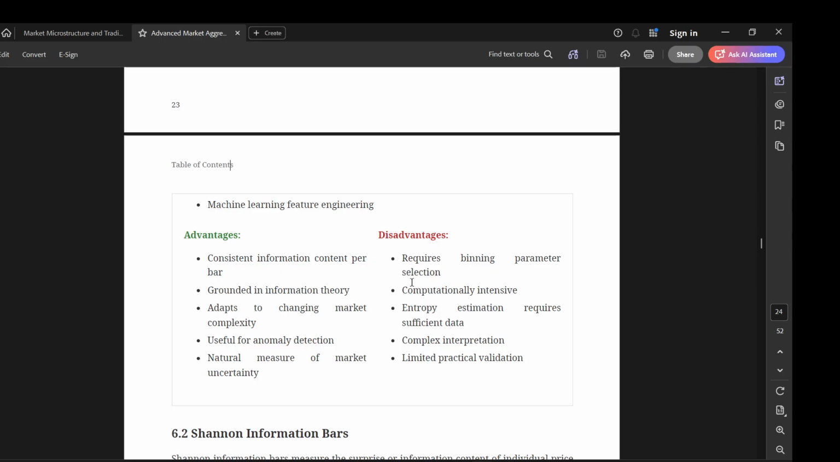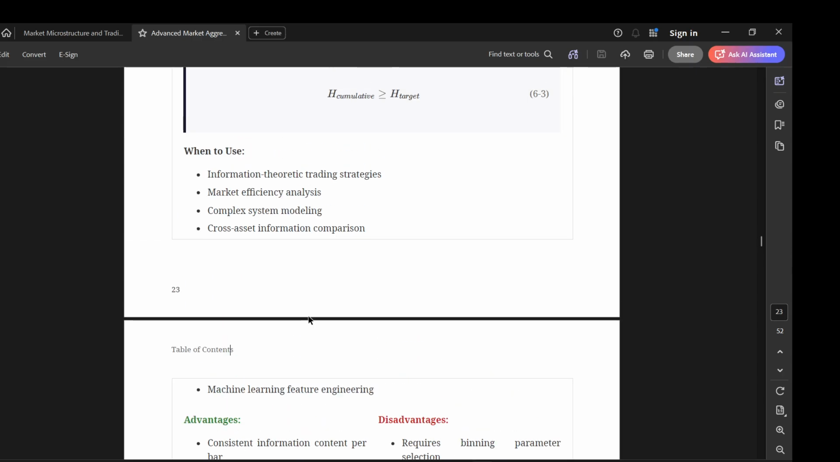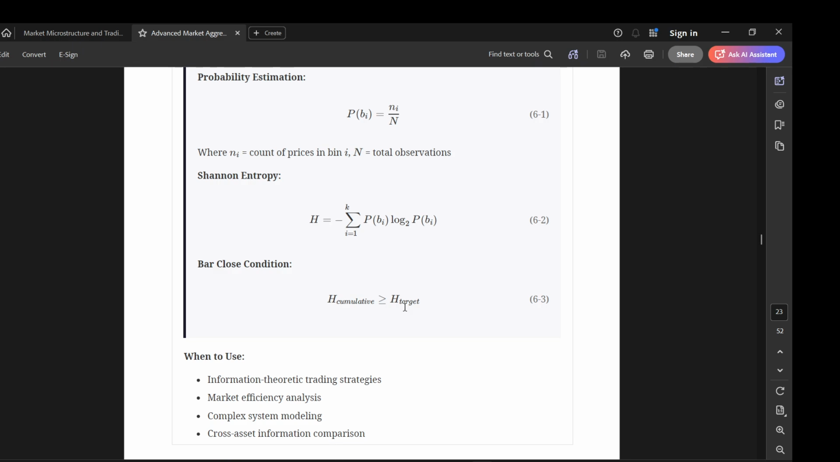The disadvantages: requires binning parameter selection, computationally intensive, entropy estimation requires sufficient data, complex interpretation, limited practical validation. Right.